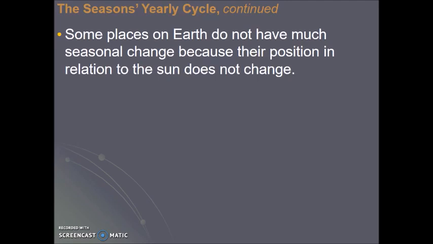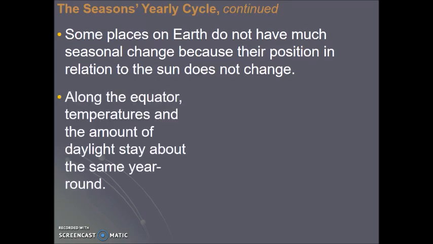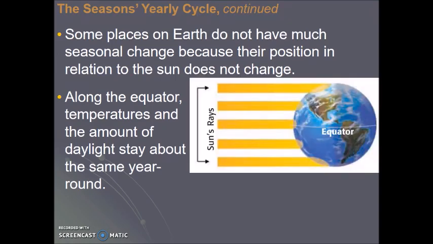Now, some places on Earth do not have a lot of seasonal change because of their position in relation to the Sun does not change. So, along the equator, temperatures and the amount of daylight stay the same year-round. You can see in this picture where we have our sun rays at the equator are pointed directly on the equator, and it is getting a large amount of sunlight direct.